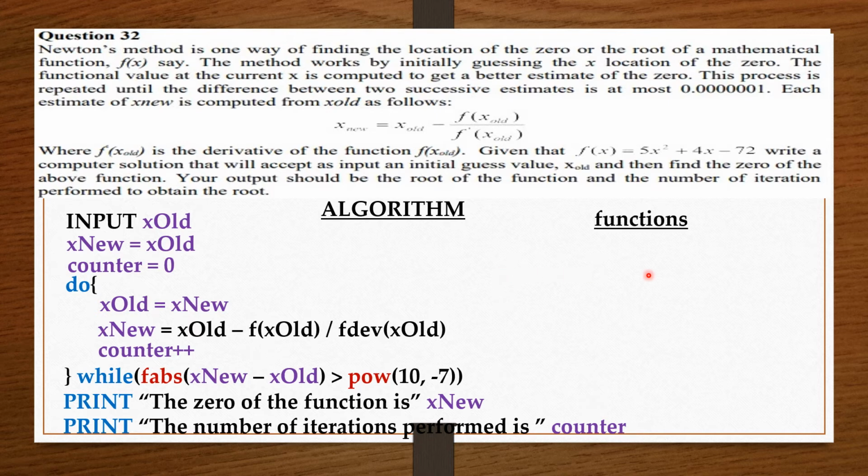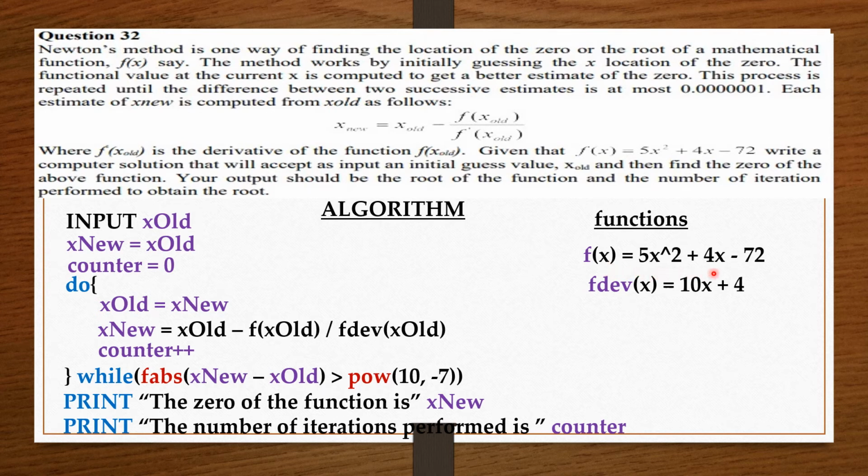So we say functions. Then the function we are supposed to find the x old of, we write it there. So f of x equals 5x squared plus 4x minus 72. And then we find the derivative of that, which is 10x plus 4. Now the x old that the user inputted, you can see that that x old in the f of x old is going to be the x value in f of x. We are going to compute for it.